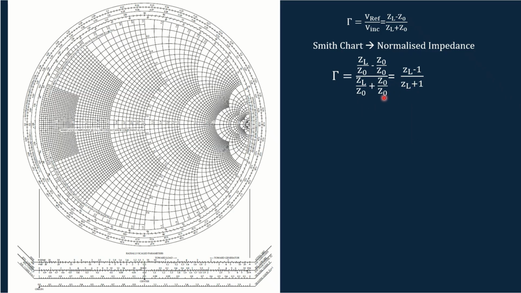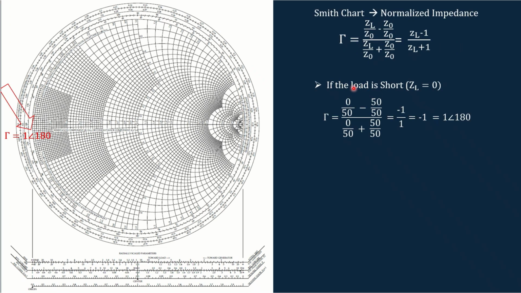So let's see what the reflection coefficient will be if the load is short, open, or purely inductive. If our load is short, that means ZL equals 0. If you calculate the reflection coefficient, we can see that it will be minus 1, that means 1 angle 180 degrees. In our previous video, we have seen that this is the point for the short. So this corresponds to the reflection coefficient of 1 angle 180 degrees.